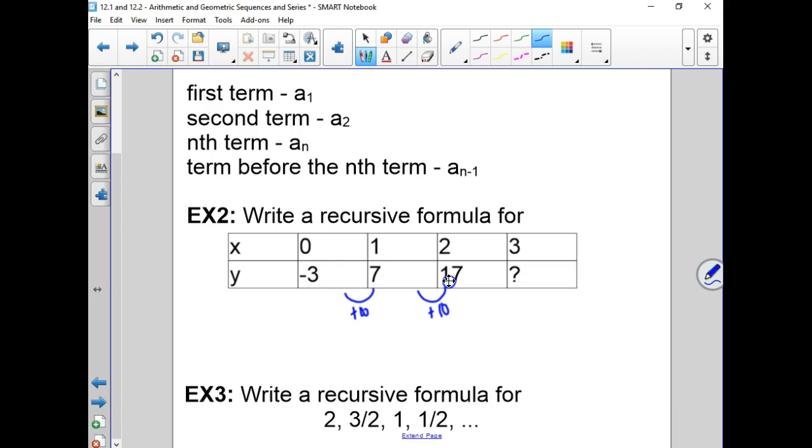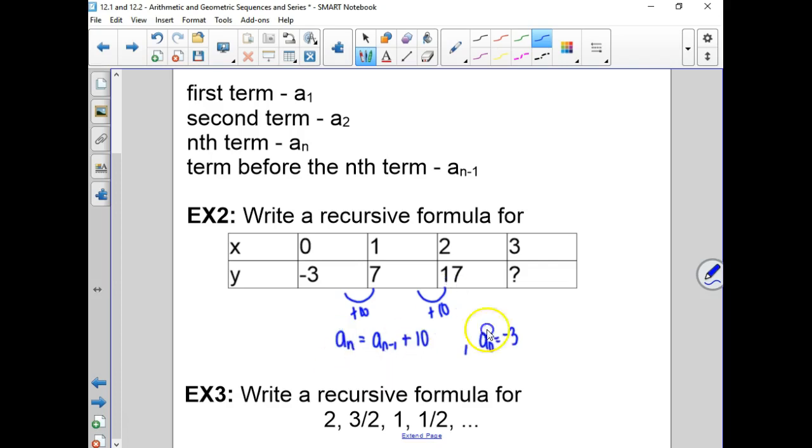So what you'll have here is your A sub n term is going to equal A sub n minus 1 plus 10. We'll also on this give a start value sometimes, so you might be given a value to start from, so like A sub 0 would equal negative 3. That's not necessarily always included.